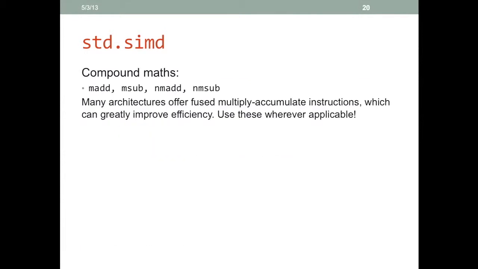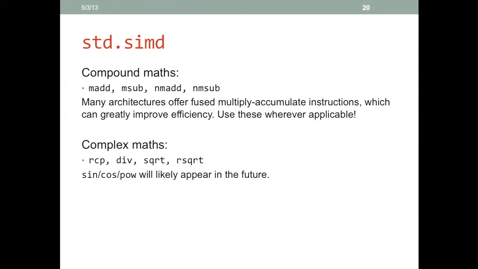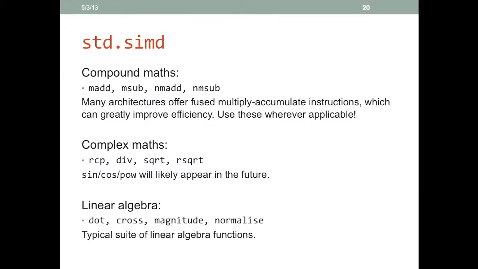There are some more compound functions: fused multiply-add, multiply-subtract, negated multiply-add, and negated multiply-subtract. These are wildly powerful instructions. They'll double the speed of almost any sort of linear algebra code. You should use them at all costs. There's also, it's probably not right to use the term complex, but I'll call them complex maths: sine, cos, power. They'll probably appear in the future, but I haven't written them yet. There's the standard suite of linear algebra functions: dot product, cross product, magnitude, normalize.